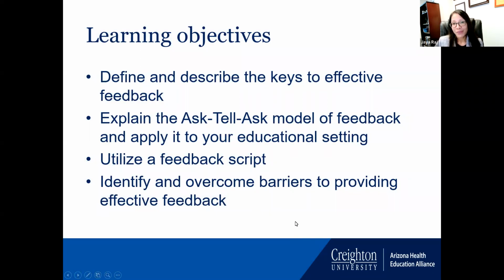You'll be able to describe the keys to giving effective feedback. You'll be able to explain the ask, tell, ask model of feedback and apply it to your educational setting. And you'll be able to utilize a feedback script, and you'll identify and overcome barriers to providing effective feedback to your learners. So I'm going to try to make this as interactive as possible, particularly during the second half of the talk. And as Dr. Seaman said, I'm happy to entertain questions either during the presentation or at the end.